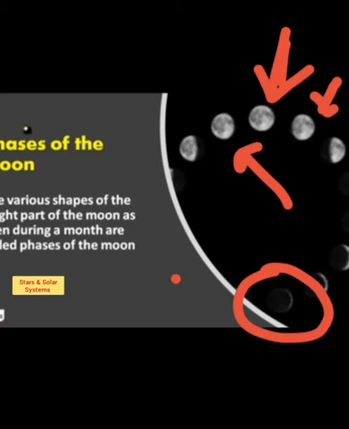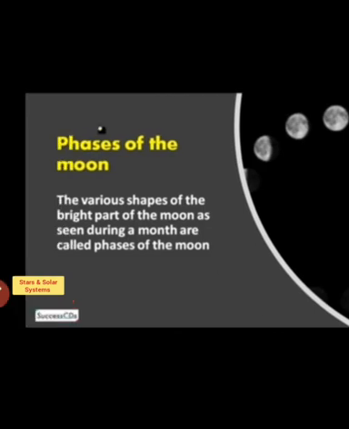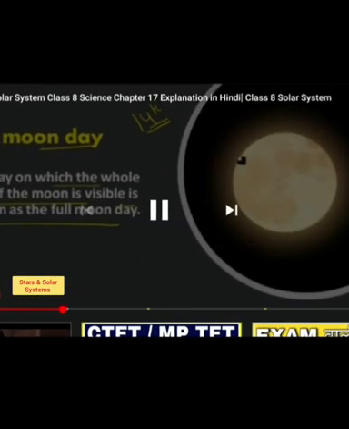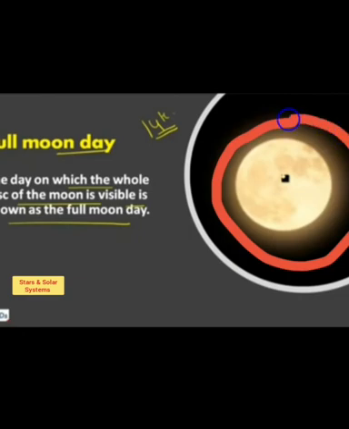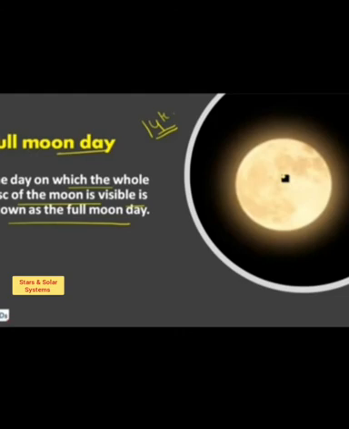Means various shapes of the bright part of the moon as seen during a month. In a complete month, the moon does not appear the same every day. One day it appears as a full moon, one day somewhat less, then somewhat less. So these are known as phases of the moon. Next, when is full moon day? The day on which the whole disk of the moon is visible is known as full moon day. Whole disk means the complete moon. You are all aware of its name, that full moon means the whole of the moon appears to us.